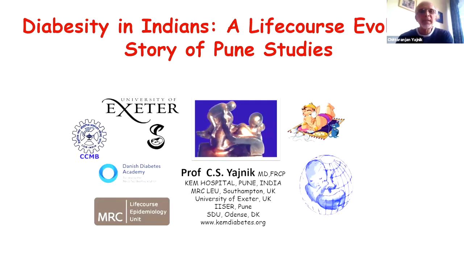I'm going to tell you something which is a story. And I'll start by sharing my slides. I'm going to speak on what's called diabesity in Indians, which is a combination of risk for diabetes and adiposity, a life course evolution. That means how it starts very early in life, how it evolves during your life, till it manifests in the phenotypes which we are interested, like say diabetes or obesity.